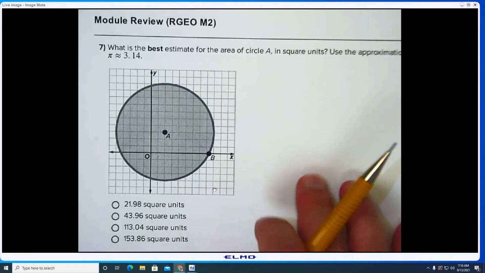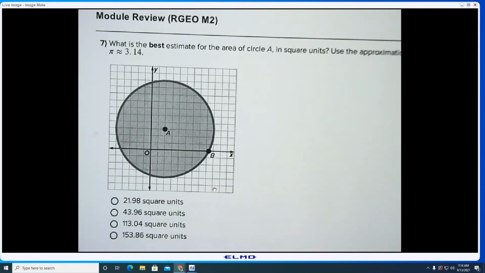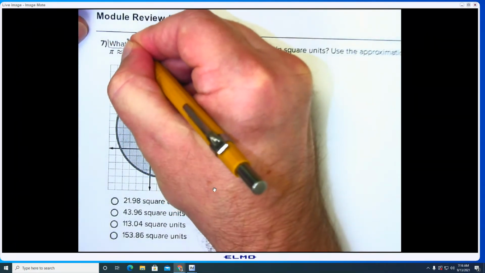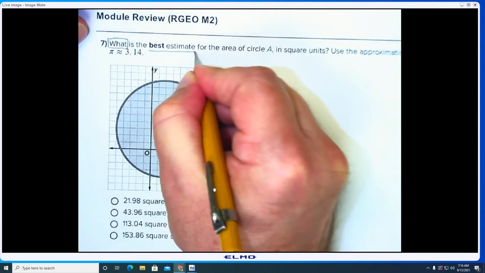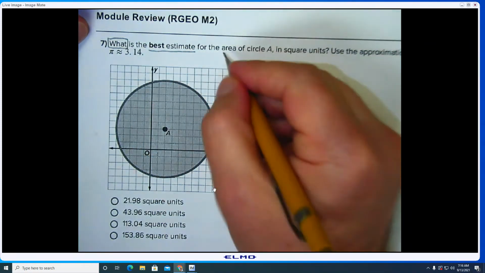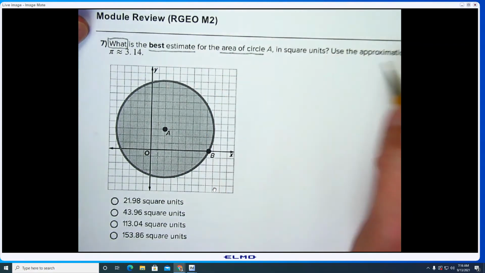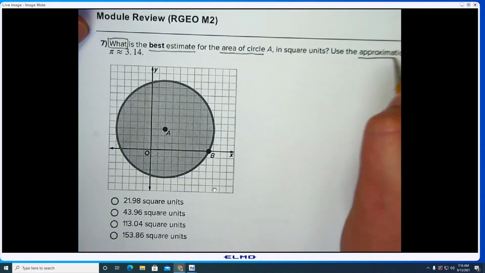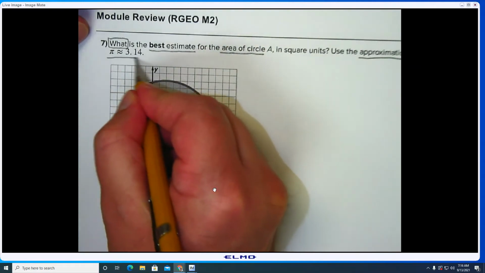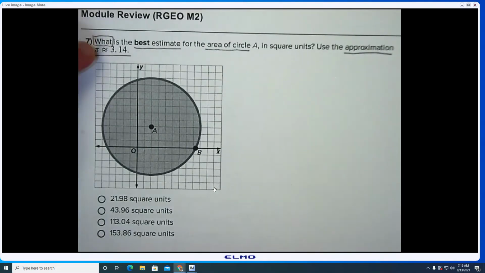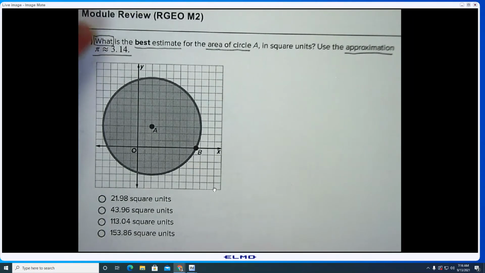Number 7. Area of a circle. What is the best estimate for the area of a circle, in square units? Use the approximation of pi equal to 3.14. They're telling you to use the approximation of 3.14. Otherwise, we could not assume that we could do that.